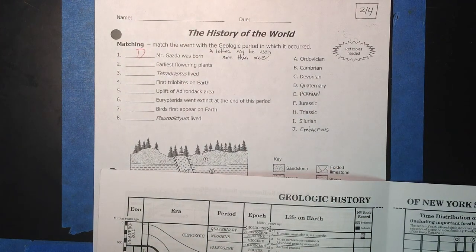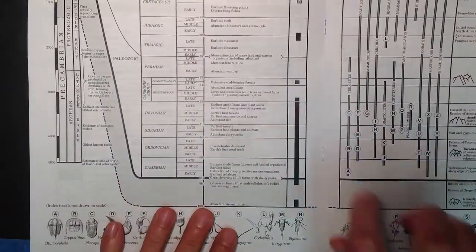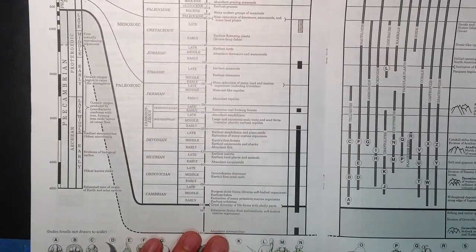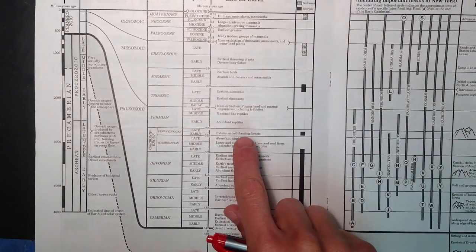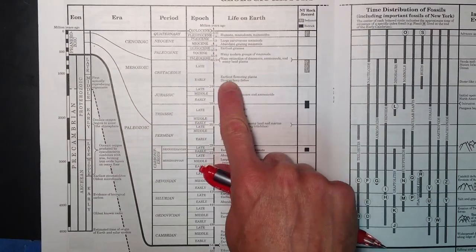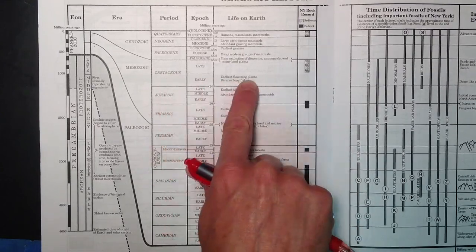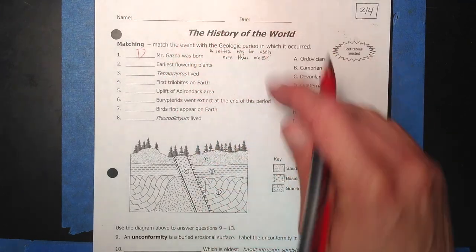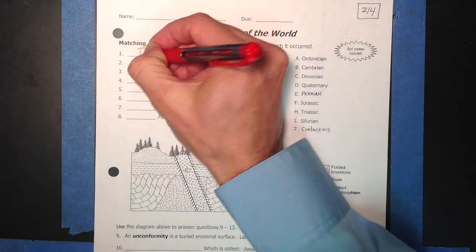Okay. Earliest flowering plants, where are you going to find those? You got to look here and you got to find it. So I'll show you, the earliest flowering plants are right here. Okay. What period is that? Cretaceous period. So that is choice letter J. That's J.